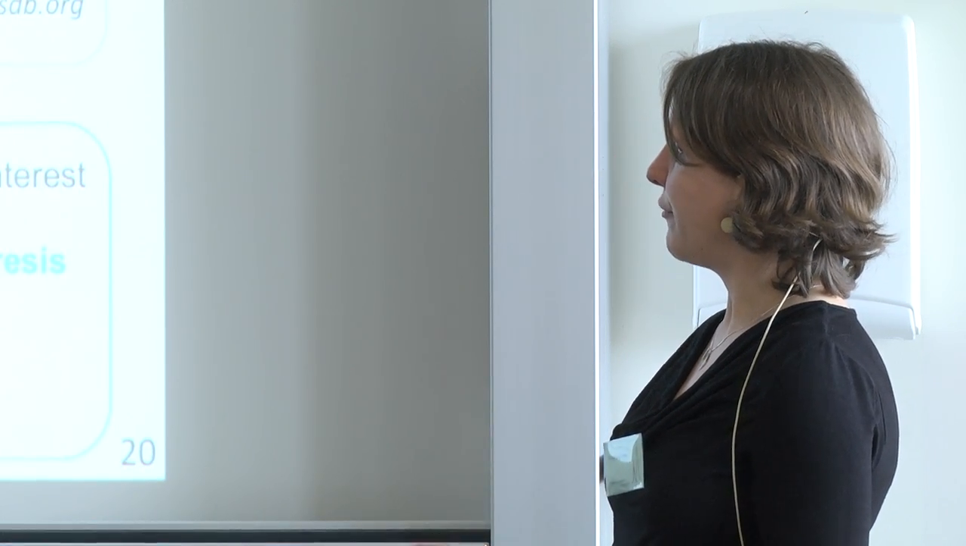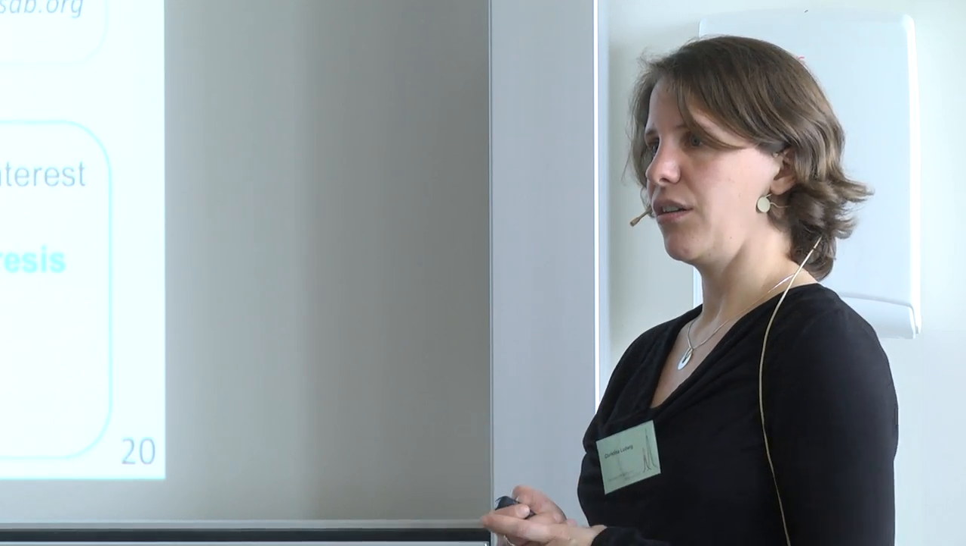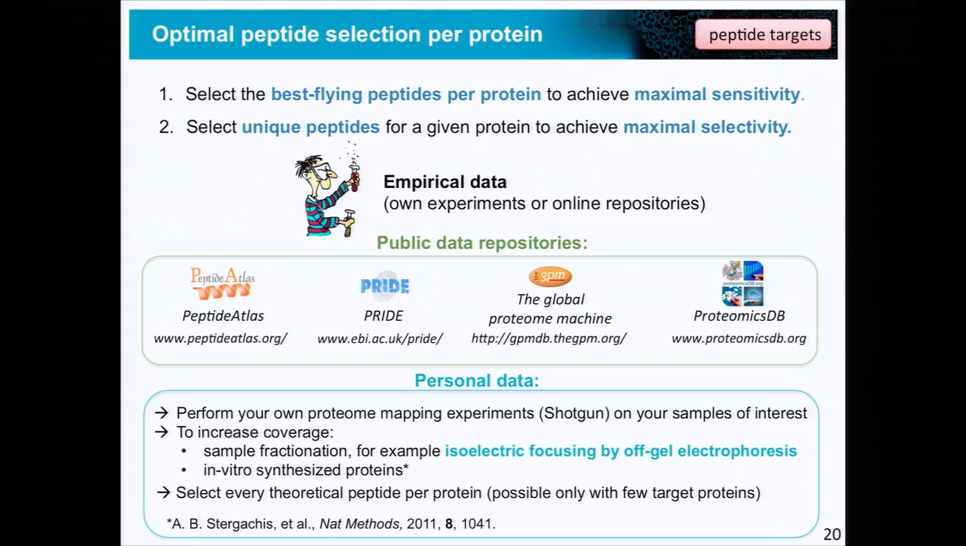you can, for example, fractionate your samples of interest by doing any type of peptide or protein fractionation procedure, like isoelectric focusing by off-gel electrophoresis, or by doing strong cation exchange, whatever. Just any type of fractionation that helps you to detect more peptides and more proteins. Or you can in vitro synthesize your protein, so to generate a sample where your target protein is very highly abundant, so that you very likely get a lot of peptide hits for this protein.